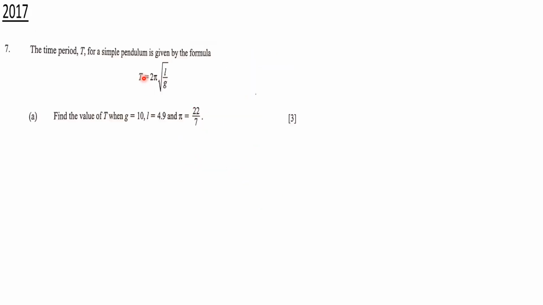Moving right along, we have this question. It says the time period T for the simple pendulum is given by the formula T equals 2 pi times the square root of L over G. They say find the value of T when G equals 10, L equals 4.9, and pi equals 22 over 7. So this is a substitution problem. Wherever we see pi, we're going to put the fraction 22 over 7. Wherever we see L, we're going to put 4.9. And wherever we see G, we're going to put 10.